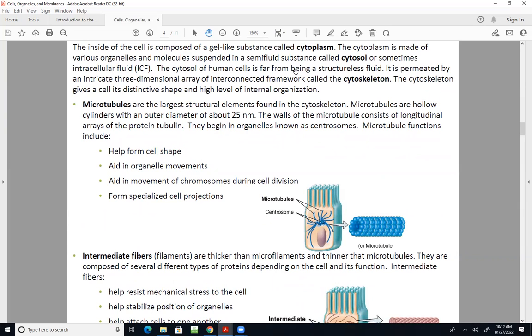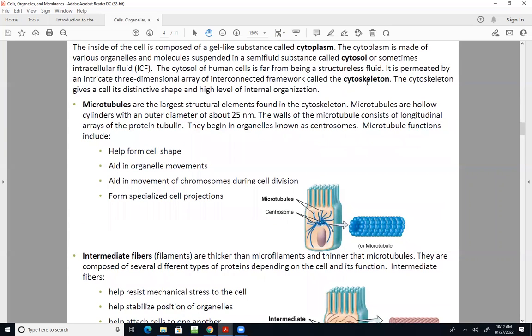Now, the cytosol of human cells is far from being a structureless fluid. It's permeated by an intricate three-dimensional array of interconnected framework called the cytoskeleton. So we know cyto means cell. Skeleton, obviously, we all know what that is, our bones.